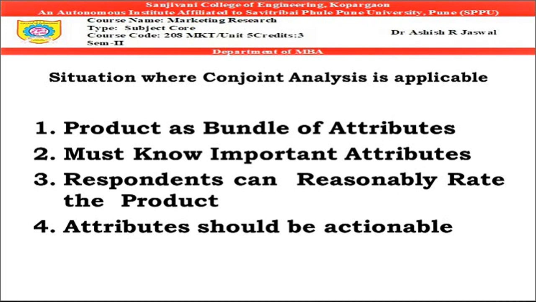The fourth situation which needs to be fulfilled for implementation of conjoint analysis is that attributes should be actionable. What does it mean? That the firm should in most cases be in a position to act upon the output of the conjoint by constructing a product or service which delivers the attribute levels used in the analysis. Those are the four conditions which need to be fulfilled when we carry out conjoint analysis.